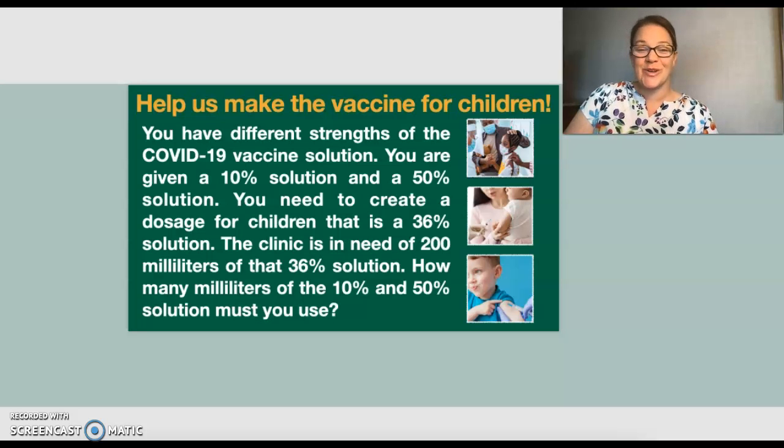Thank you so much for working on this problem in your breakout room. We have a few discrepancies. Some of you told me we need 70 milliliters of the 10% solution. Some of you told me we need 70 milliliters of the 50% solution. And some of you told me we just need 100 milliliters of each. Now it's really important that we have the correct dosage so that we're not giving these children the wrong vaccine.